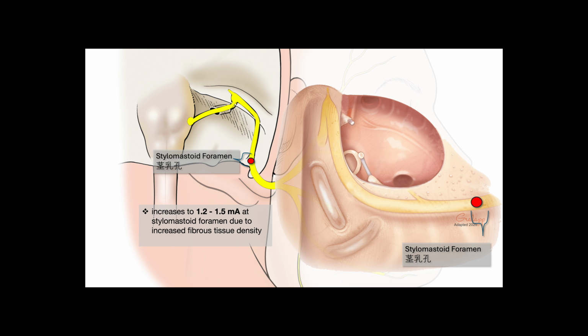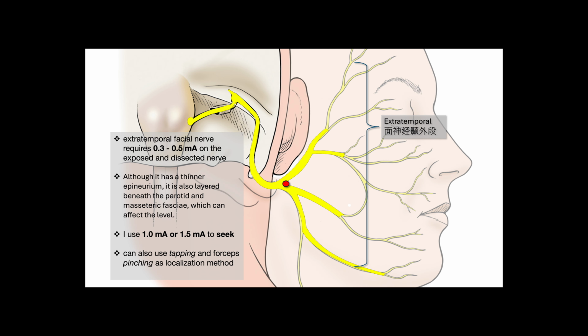Stylomastoid foramen. At the stylomastoid foramen, thresholds increase to about 1.2 to 1.5 milliamps. This reflects the fibrous and fascial tissue density at the nerve's exit from the skull. Here, the nerve transitions from the bony canal into the soft tissues of the parotid gland.